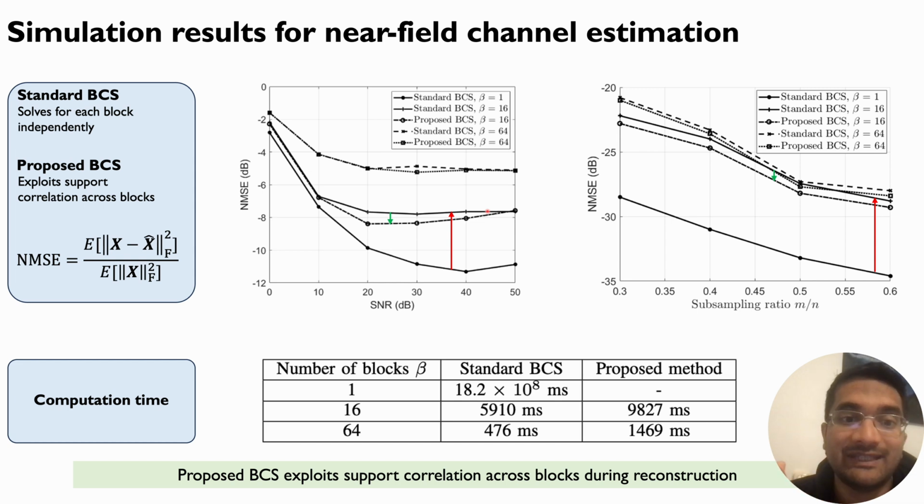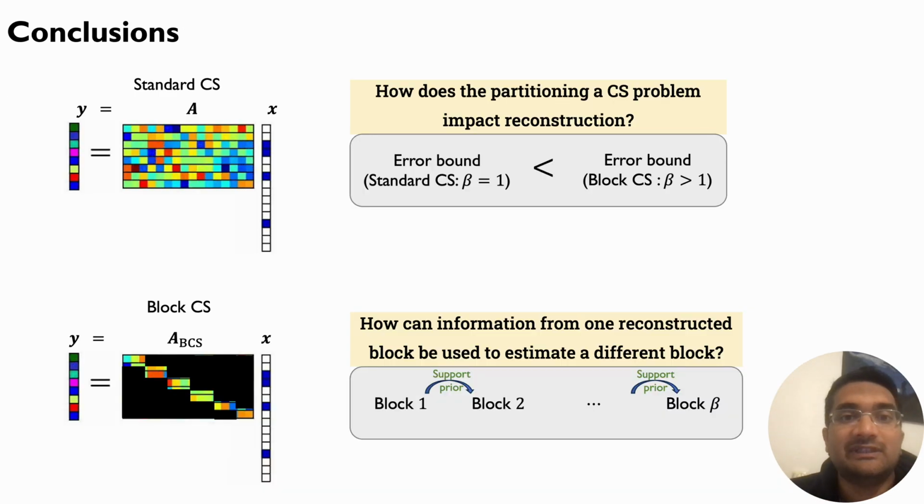Now this enhancement, however, comes at a small price. As you see here, the computation time with our method is higher than standard block compressed sensing. The reason is that our method requires updating the support correlation kernel as we move forward in the BCS pipeline. So in summary, today I showed that partitioning a compressed sensing problem can lead to poor reconstruction performance.